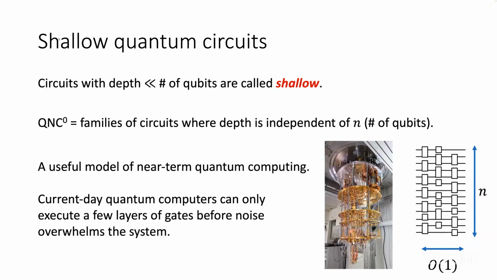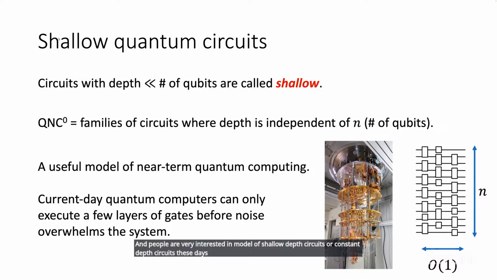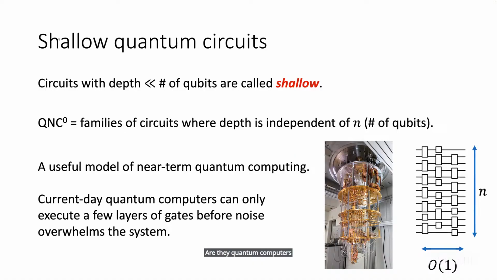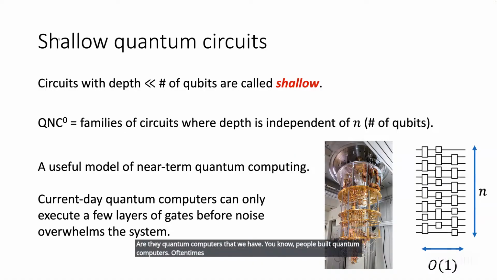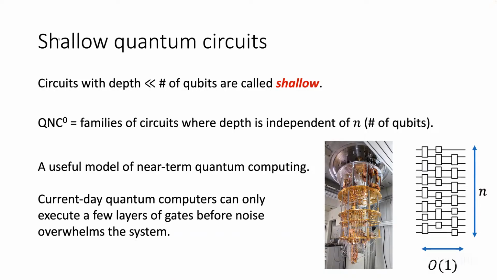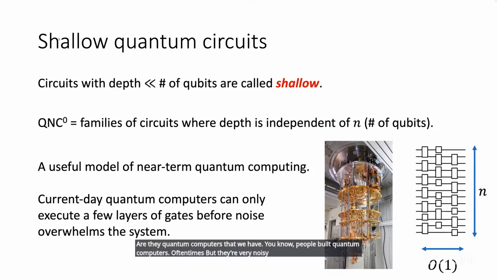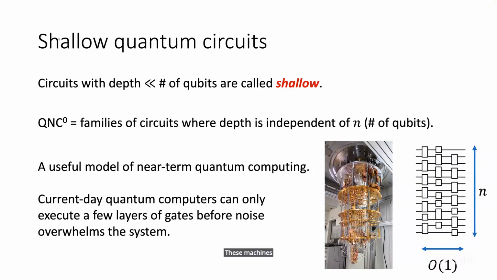And people are very interested in this model of shallow depth or constant depth circuits these days. It's a very useful model of near-term quantum computing, the current-day quantum computers that we have. People build quantum computers. They oftentimes look something like this, but they're very noisy. So really, we should think of them as being capable of executing a few layers of gates before the noise overwhelms the system. These machines that people are spending billions of dollars to build are executing these.